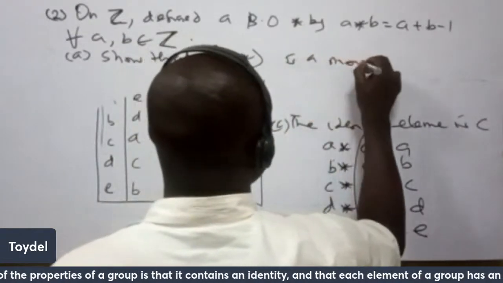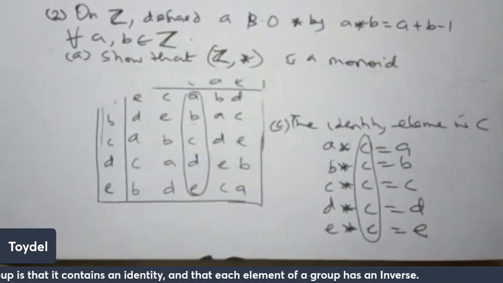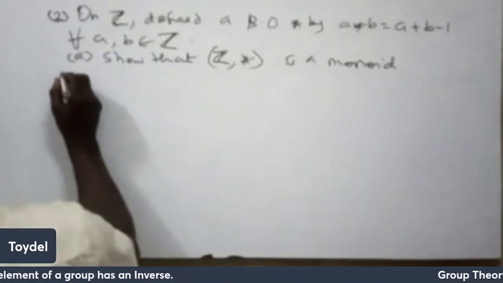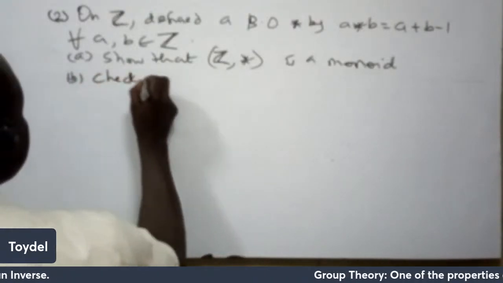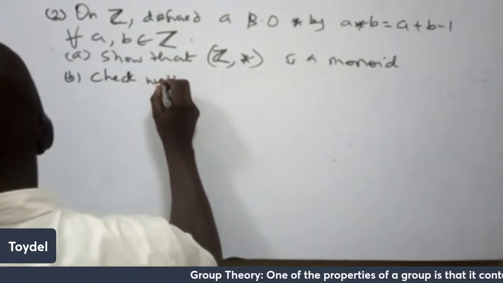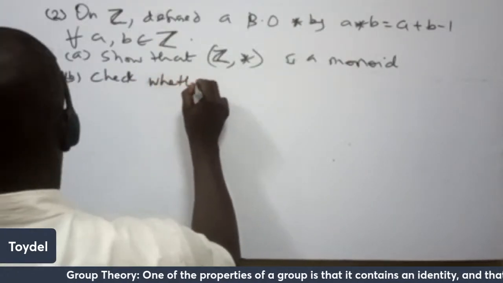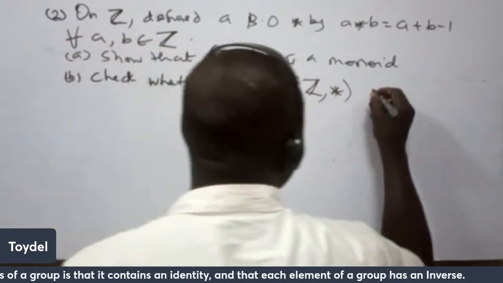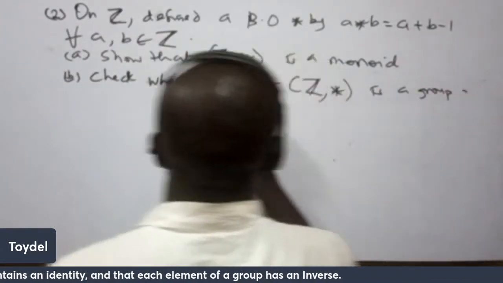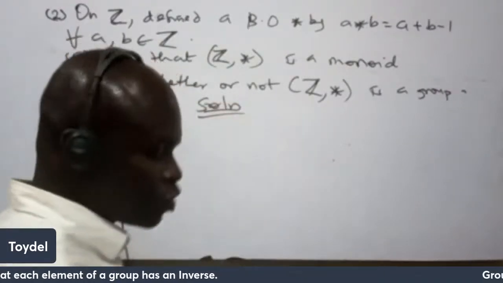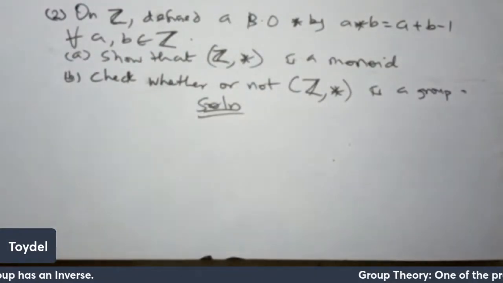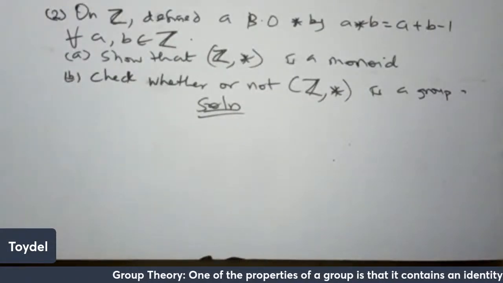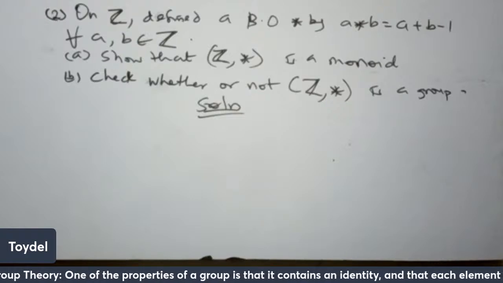The first question now says that we should show that Z, that is integers, under the binary operation is a monoid. Of course, for this to be a monoid, the three properties must be satisfied. Then B, we also check whether or not integers under the binary operation is a group. So solution, for us to show that it is a monoid, we test for closure property, associative property, and existence of identity element. So that's what we are going to test for.